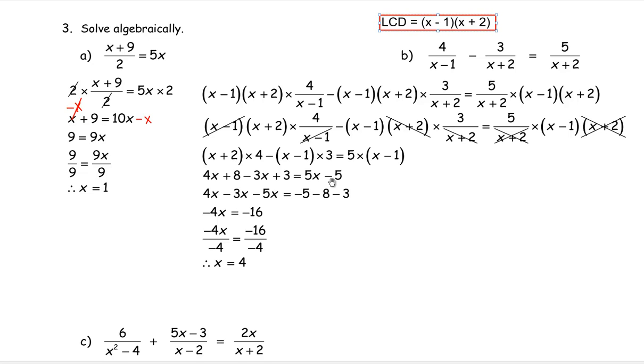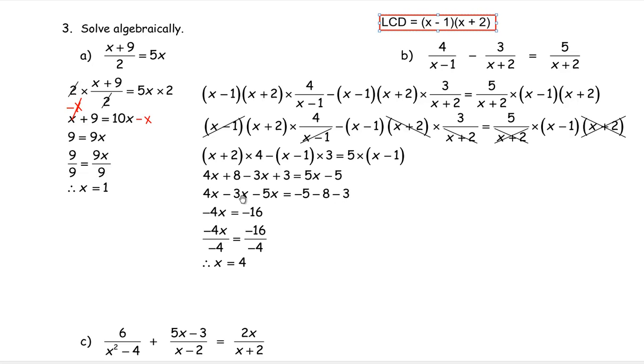Now I want to rearrange and get all the x's on one side, isolate for x. So I'm going to bring the 5x over here, or subtract 5x from both sides. So we'd have 4x minus 3x minus 5x. And I want the numbers on the right, so I'm going to leave the negative 5 on the right. And subtracting 8 from both sides, so this is minus 8 on the right. This would become minus 3 on the right.